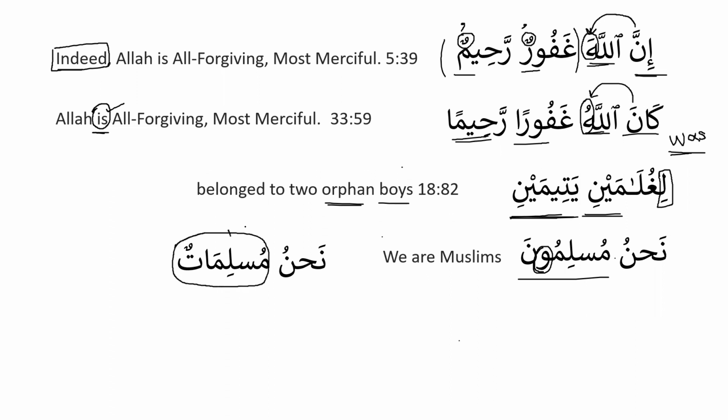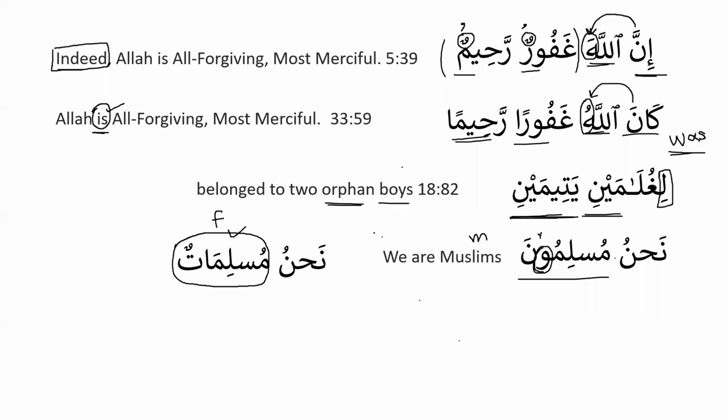But this is for the feminine and this is for the masculine. That's the only difference that we need to see over here. Yes. In English, there is no difference. We say we are Muslims, but in Arabic, no. If we are masculine, we say nahnu muslimuna, and if we are feminine, and it is exclusively masculine or feminine, then we say nahnu muslimatun.